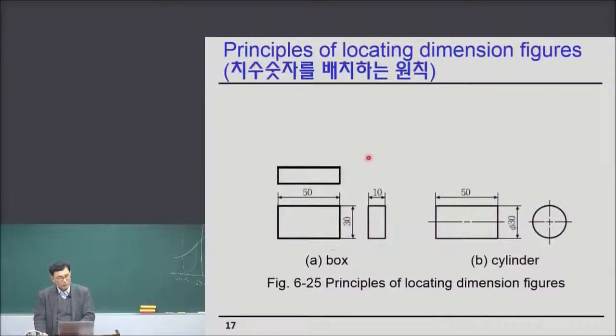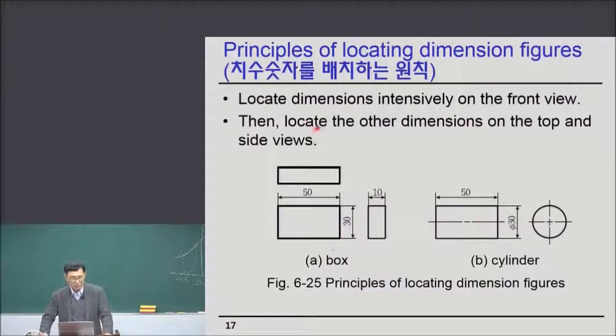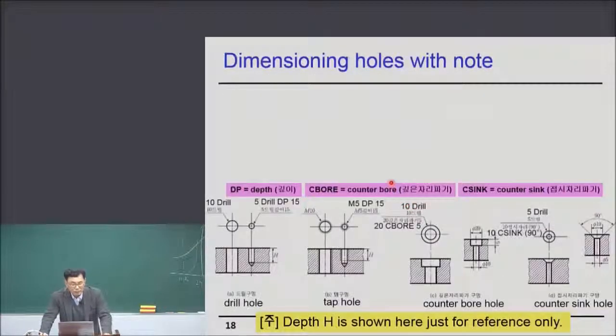And there are principles to locate the dimension figures. Locate the dimensions intensively on the front view. So this is the front view. So 50 and pi 30 are located intensively on the front view. Then locate the other dimensions on the top and side views.